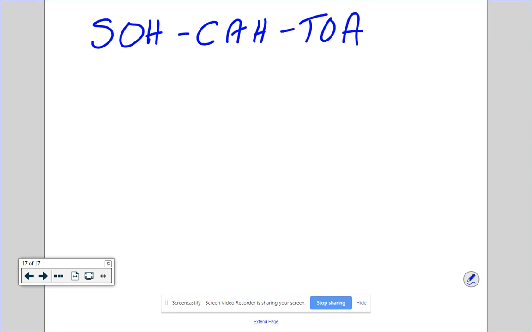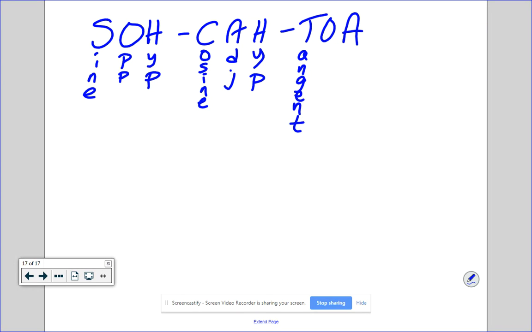Okay? So we are teaching you the three base trig functions: sine, cosine, and tangent. So sine is opposite over hypotenuse. Cosine is adjacent over hypotenuse. Tangent is opposite over adjacent.